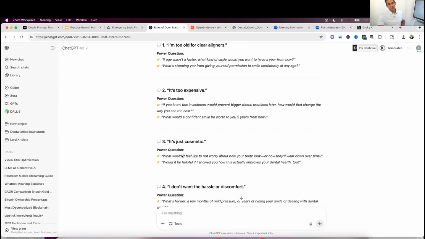I like this first one. What would it feel like to not worry about how your teeth look? It's just cosmetic. Are you ever concerned with the way they look? Or I know you feel like it's cosmetic, but does the appearance of your smile ever concern you?